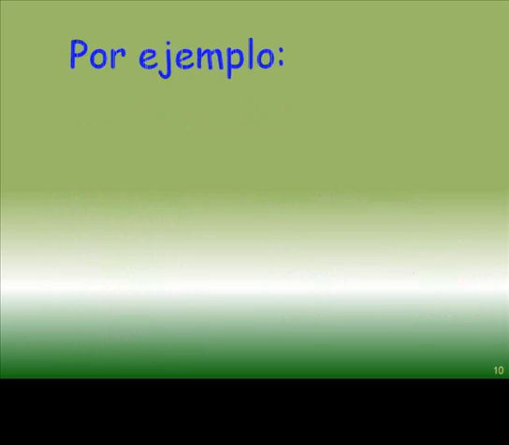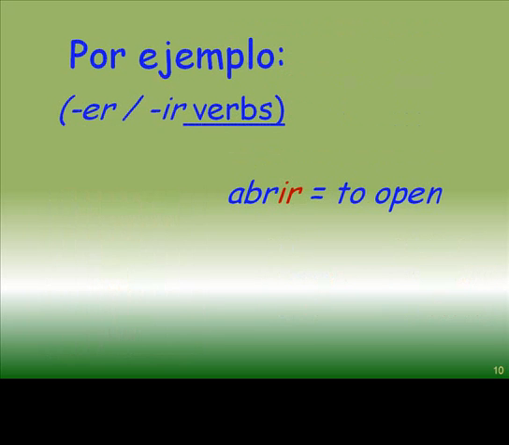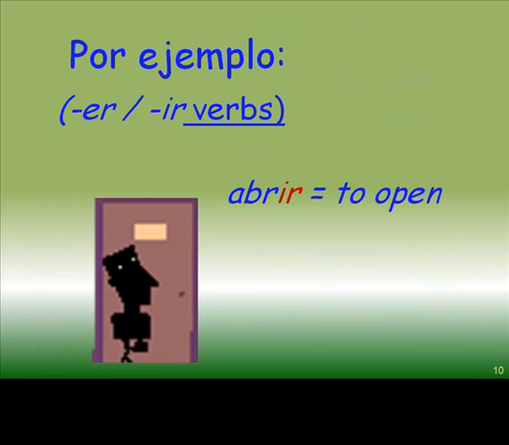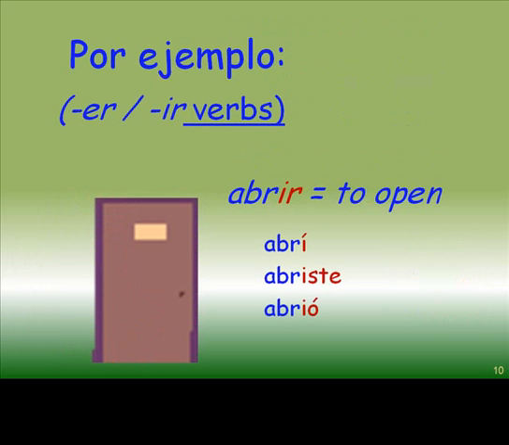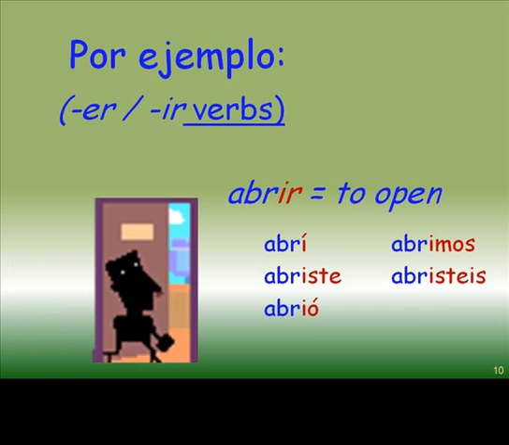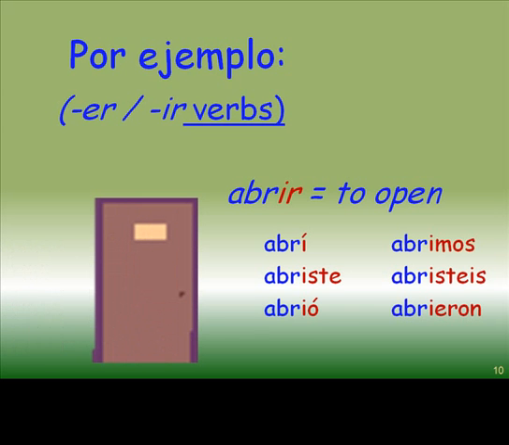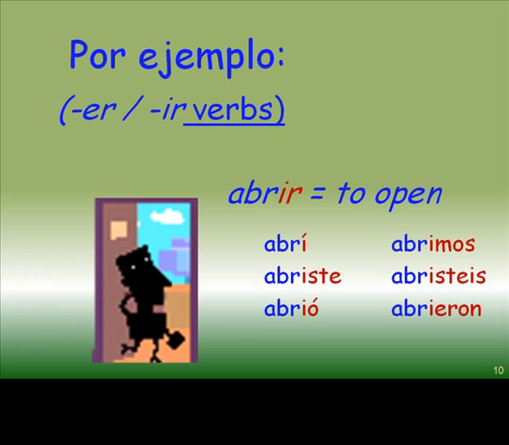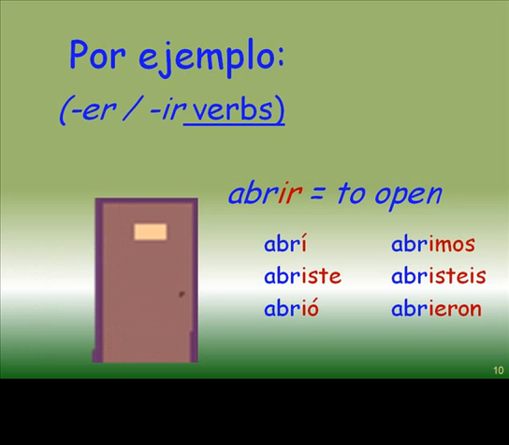Another example we have here is abrir, to open. And for abrir, again, we remove the IR and we replace it with the correct endings. í, iste, ió, imos, isteis, ieron. Abrí, abriste, abrió, abrimos, abristeis, abrieron.